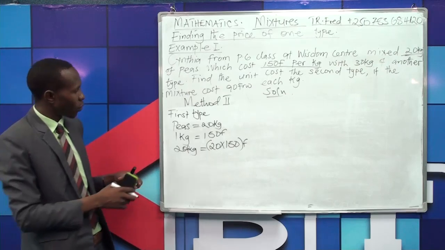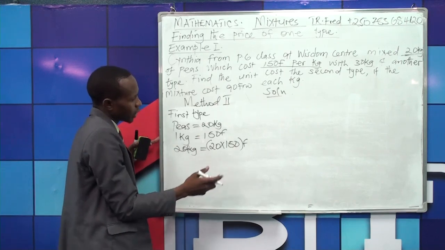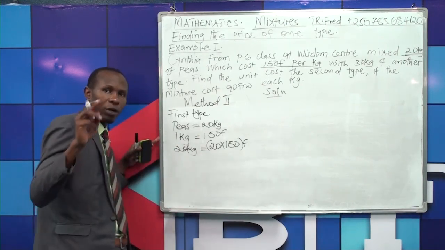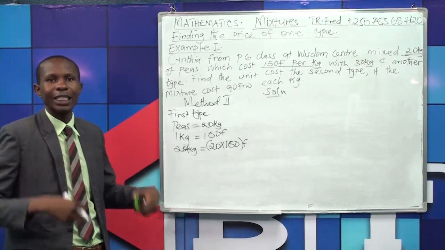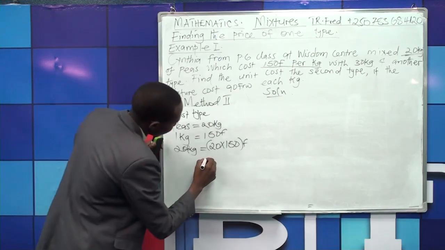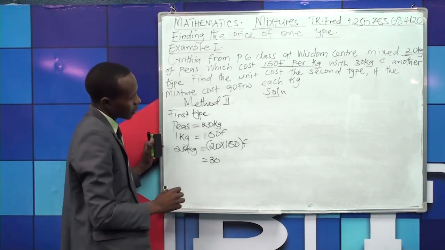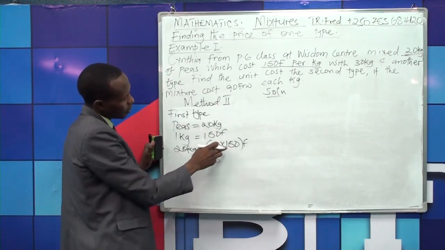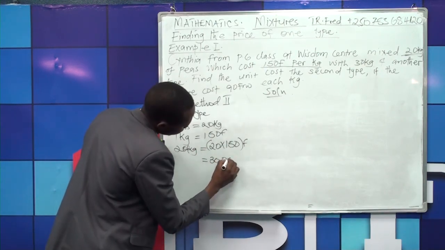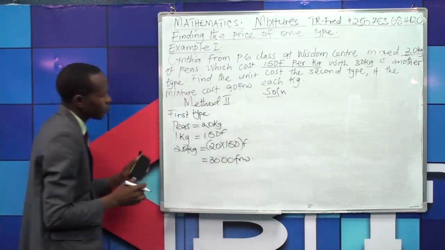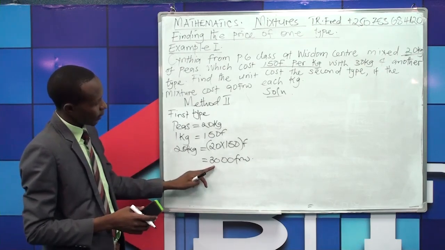At this moment, we know this person mixed 20 kilograms. So if she mixed 20 kilograms, it means we shall have the amount of 1 kilogram, 150, times the 20 kilograms that she mixed. So we shall come out with 2 times 15, which gives us 30. After identifying 30, we count the number of zeros which are here: 0, 0, there are 2. Francs. So 20 kilograms of peas were costing 3,000.